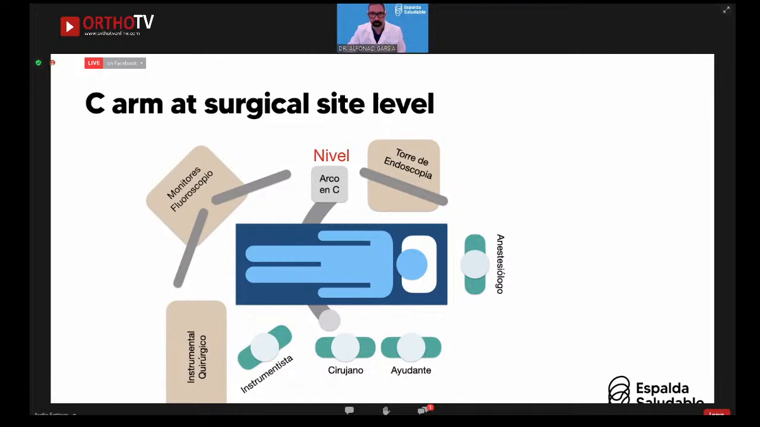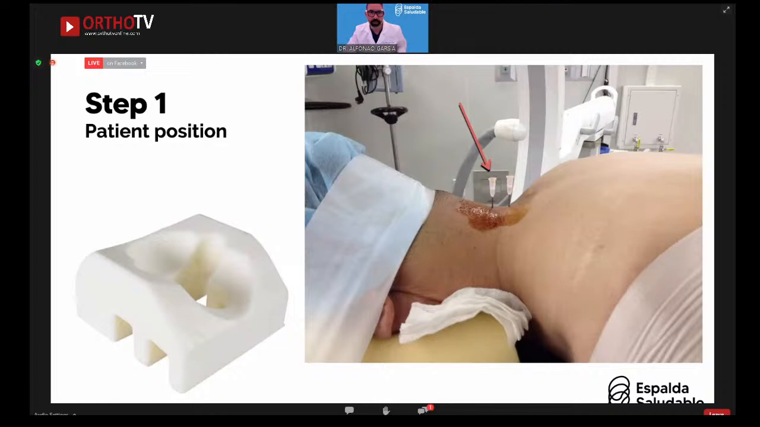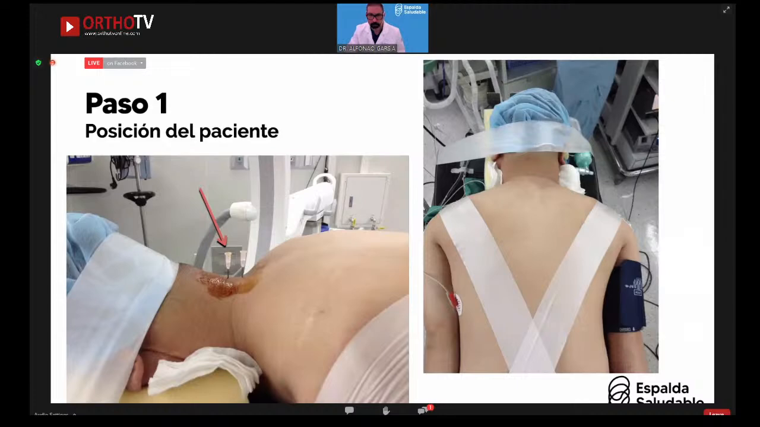So for step one, patient position is prone. I like to ask the patient to prepare the surgical site at home. He should shave and have help with that activity. So on the day of surgery, there's no problem. And this is how we fix our patients in prone position.